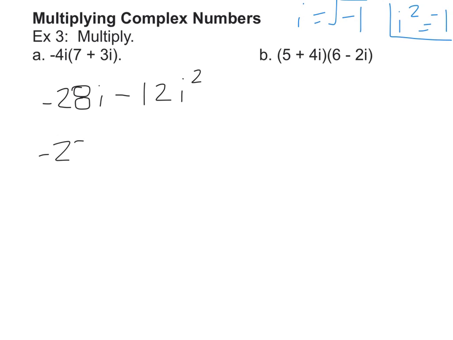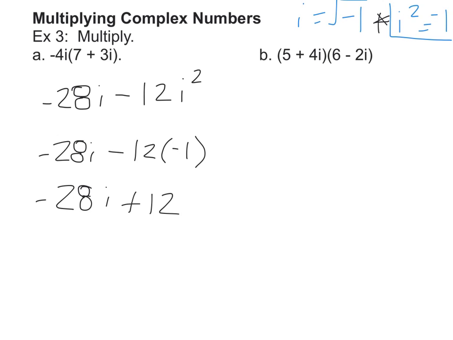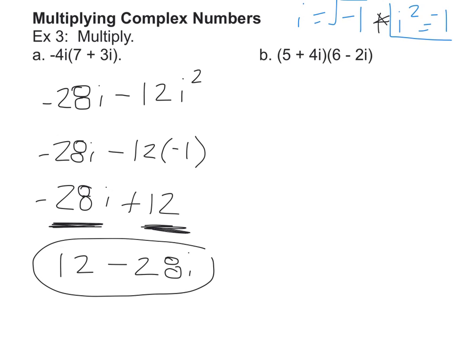The -28i we can't simplify, but the 12i squared, I'm going to replace that i squared with -1. Here I'm using this property. And now we distribute the negatives, or multiply. And the last thing I want to do is always get my form into a plus bi. So understand, 12 is my real part here. The -28 is my imaginary. So I'm going to bring the 12 out in front, the 28 behind, and now I have it in my a plus or minus bi form. And I got 12 minus 28i.